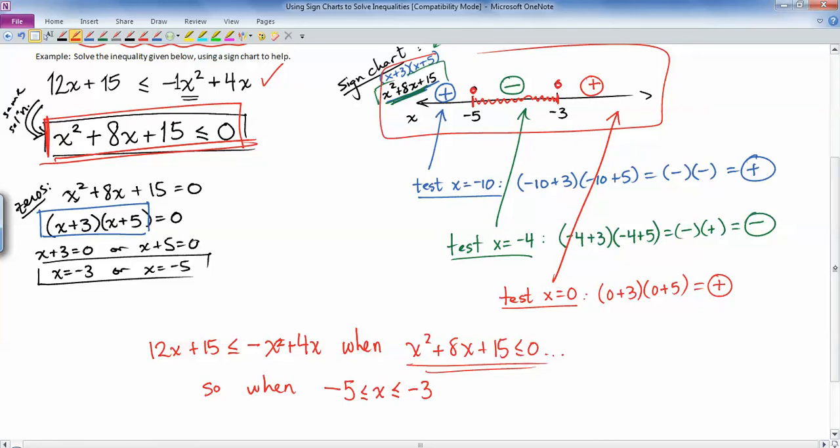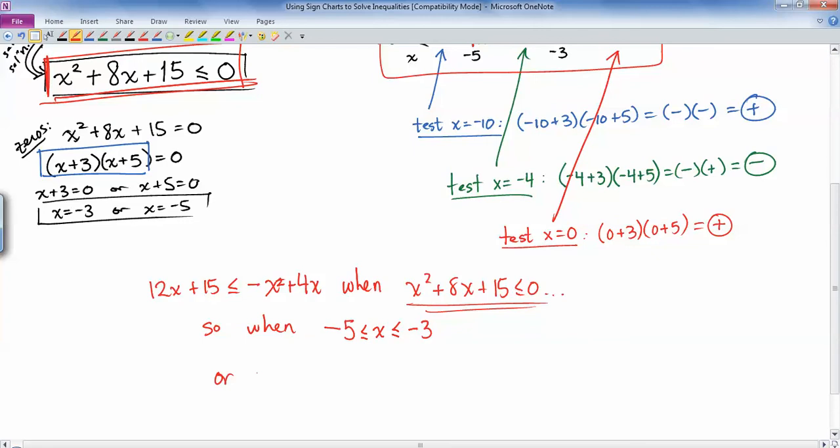I want to include those zeros. Okay? You can also write this on the interval. And I start at negative 5, and I end at negative 3, and I want to include them. And when you want to include them, use these square brackets like that. So you could also answer it this way. Okay? Hope that helps a little bit.